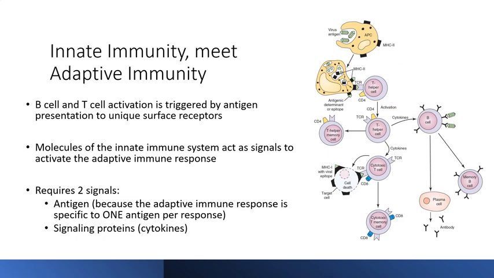To initiate an adaptive immune response, you need 2 signals. The first is you need an antigen presented through an MHC2 molecule. Secondly, your antigen-presenting cell is going to release some signaling molecules called cytokines that activate the helper T cell and say, hey, okay, I've shown you this antigen, now let's get to work and get rid of it.